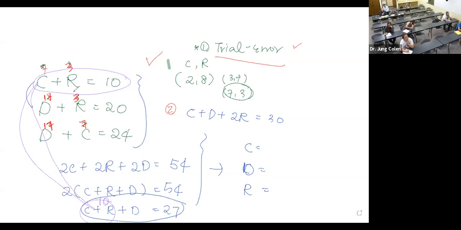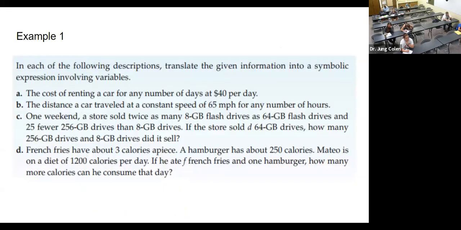We can find the cat's weight. What is the cat's weight? 7. And using this, what can we find? The rabbit's weight. What is it? 3. There we go. So variables are very, very useful when you're using them. So that's what the variables are for.